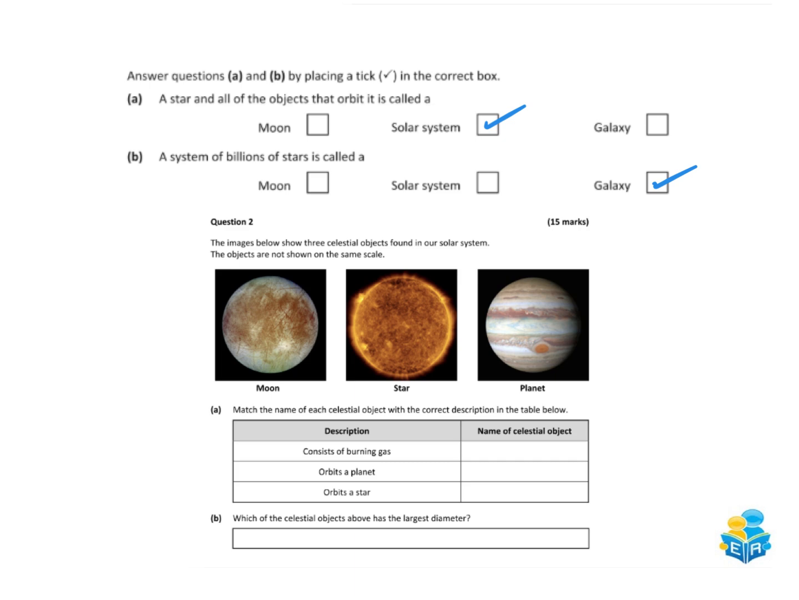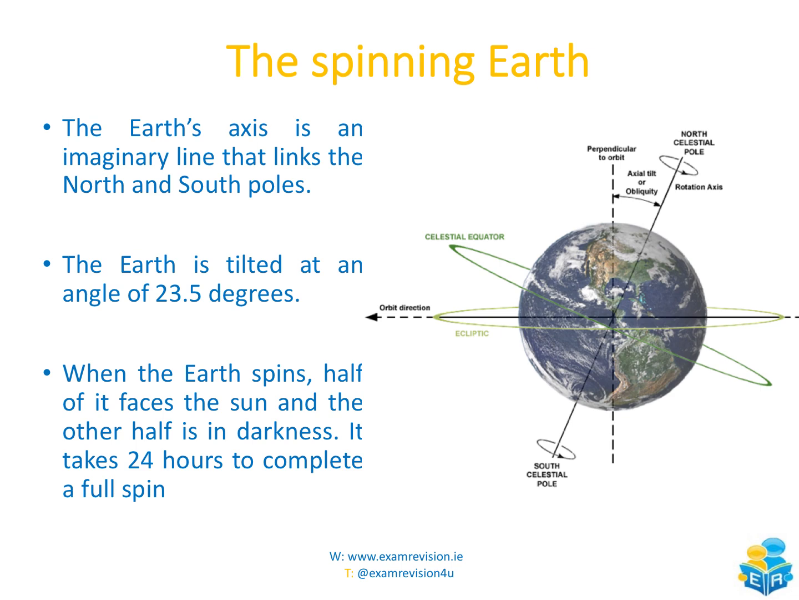So consists of burning gas, that will be the star. Orbits a planet, that's going to be the moon, that's a satellite. And orbits a star, that's the planet. So our planet orbits the star, which is the sun. The moon orbits a planet, which in our case is Earth. Which of the celestial objects above has the largest diameter? This is going to be the star. Okay, it's the biggest one in our solar system. Okay, so that was all the celestial objects.